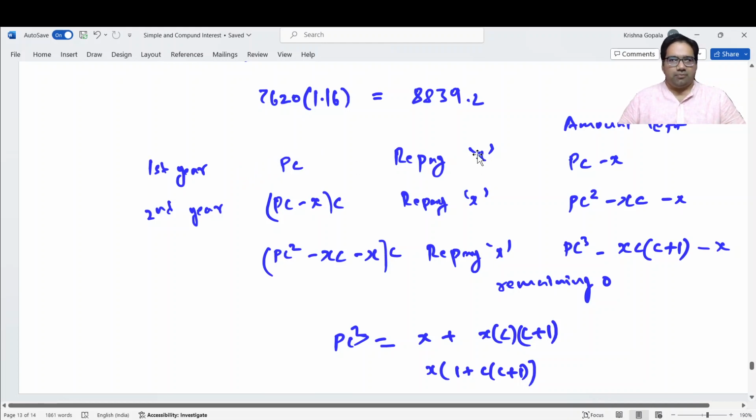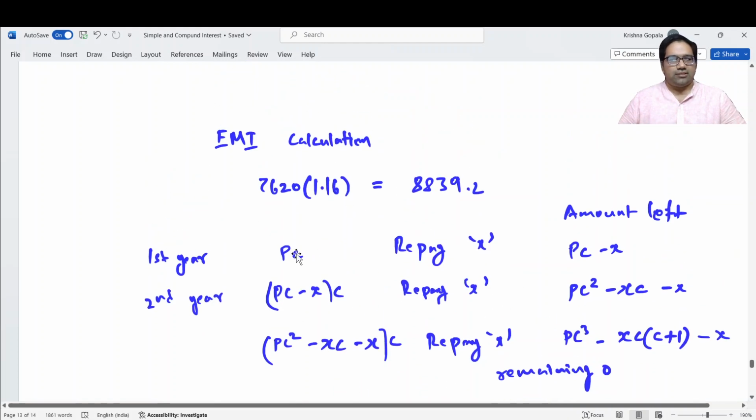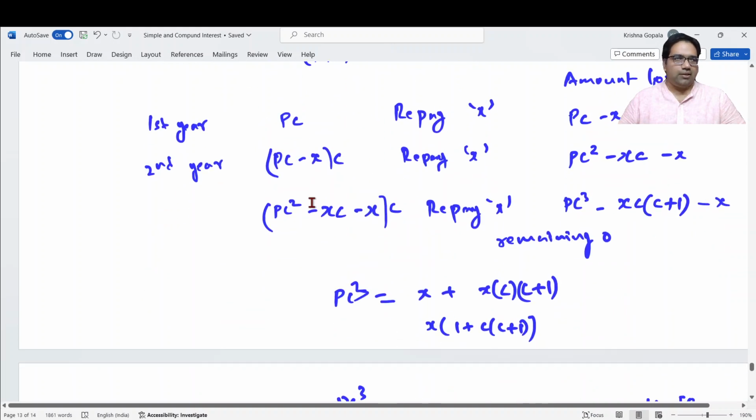Then you are repaying X. PC minus X, this is what is remaining at the end of first year. Right? Now PC minus X, you will bring it here, beginning of second year. What is the interest on this? What will this amount become by the end of second year? PC minus X into C. Right? C, let's assume C equal to 1 plus R by 100. Whatever is the beginning of second year, PC minus X into C, that will become the amount at the end of second year.